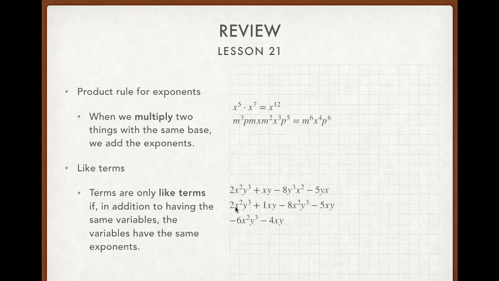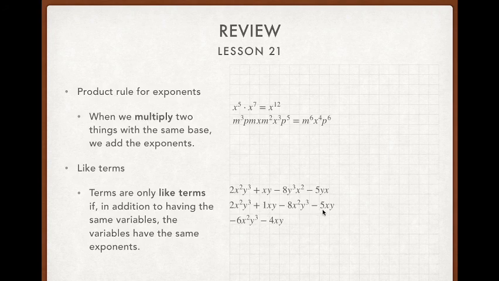So we're only going to combine the ones that are alike. So we've got 2x squared y cubed minus 8x squared y cubed. 2 minus 8 gives us negative 6, so we have negative 6x squared y cubed. Then 1xy minus 5xy, 1 minus 5, gives me negative 4xy. And this is why it's helpful to think of xy as 1xy, so we remember what we're doing here is 1 minus 5.